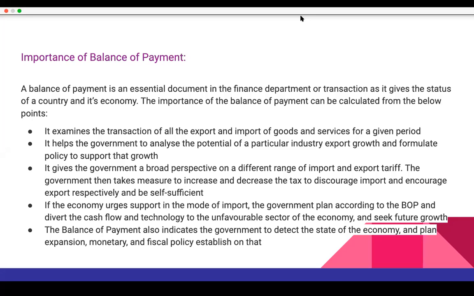And balance of payment also helps the government detect the state of the economy and plan expansion, monetary and fiscal policy. Whenever you find out which sector is weak, the government can spend more and work on improving that sector and enhancing productivity in it, so that we produce our own and can have suitable monetary and fiscal policy. Taxation can be altered, more money can be given into the economy. If there is inflation, cut down the money flowing to the people, increase tax rates, etc.